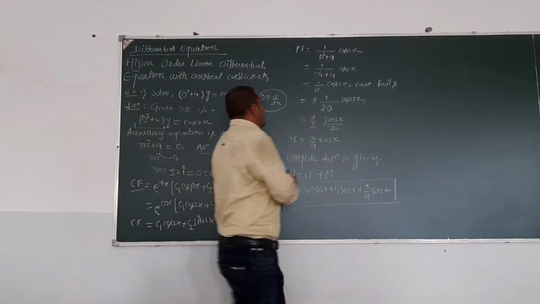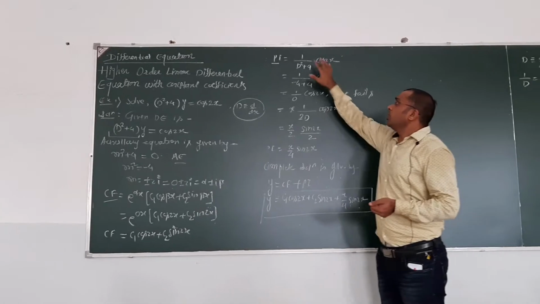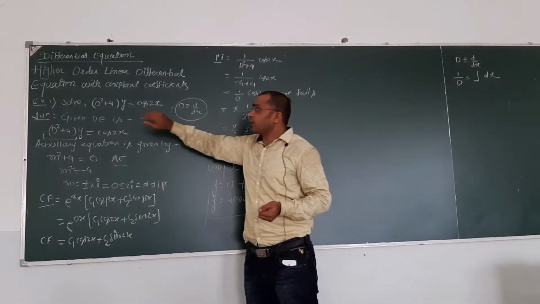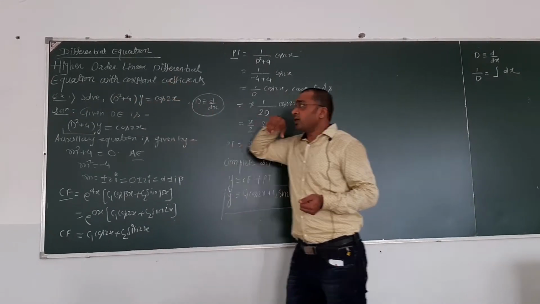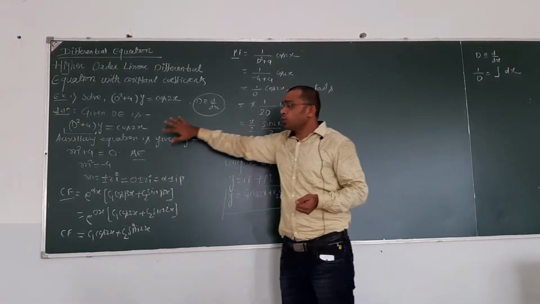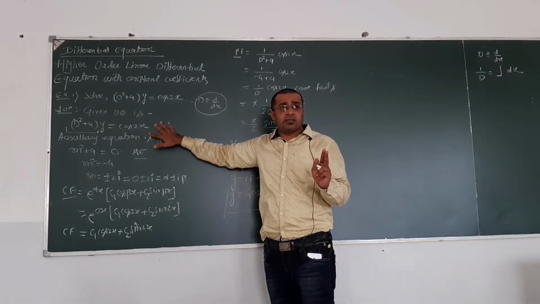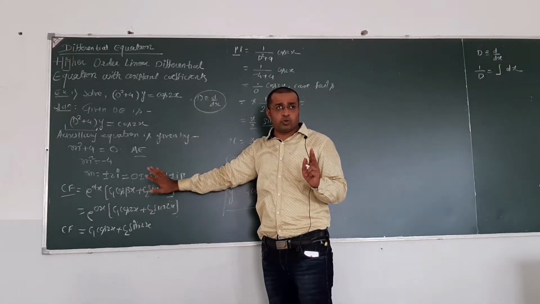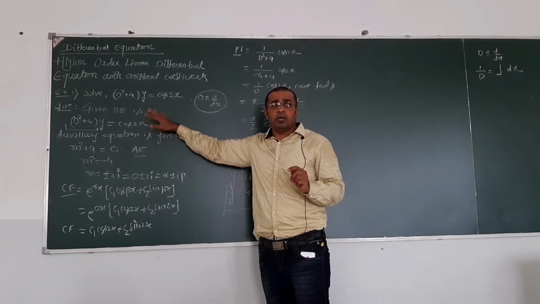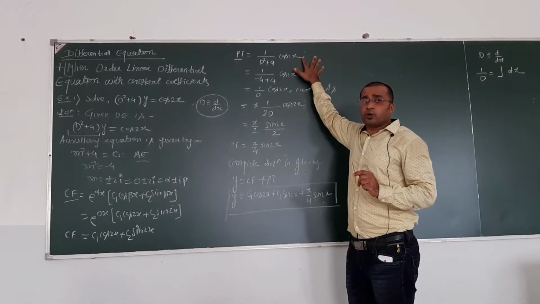Now the next job is to find the PI, which is called the particular integral. The PI will be given by the formula 1 upon f(D). The function of D we have is D² + 4, so we write 1/(D² + 4) times the RHS part of the equation, that is cos 2x. If there is no RHS part, then there is no need to find the PI, and the CF itself is the solution. Here the RHS part is not 0, it is a function of x. That's why we are finding the particular integral.